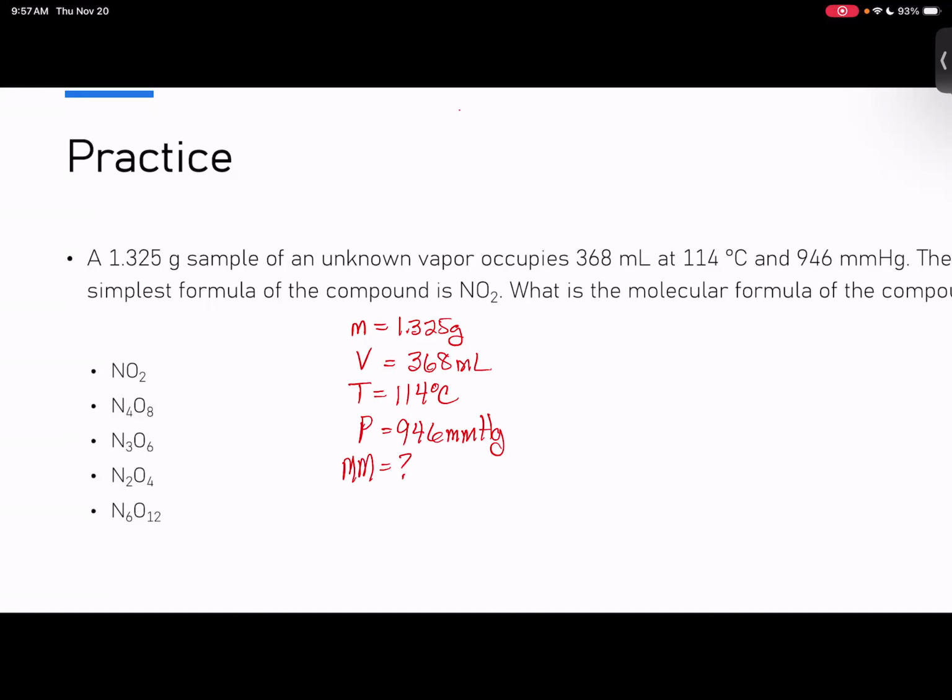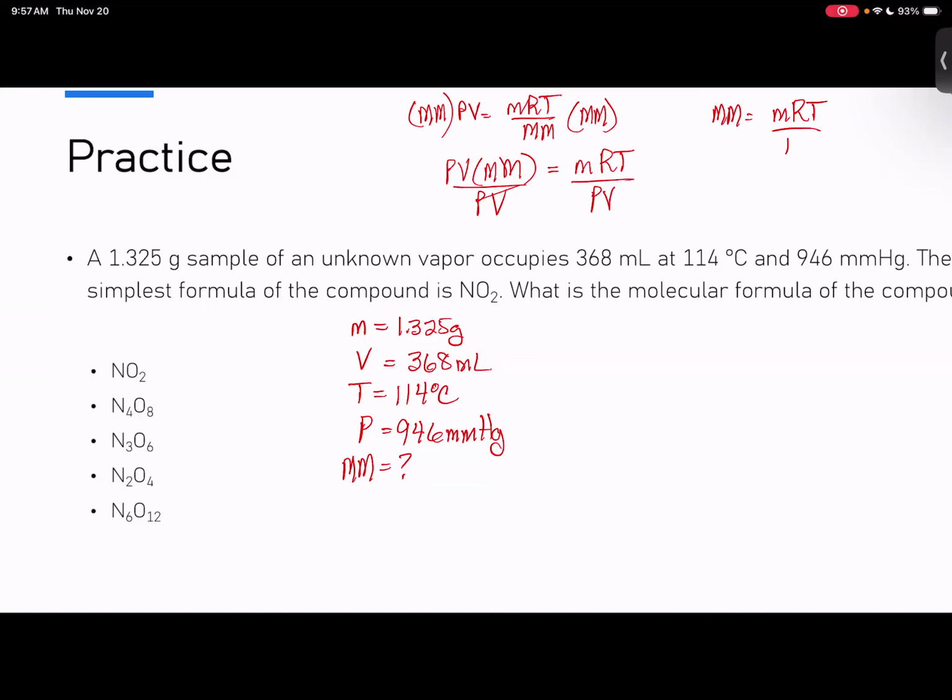So this tells me I'm going to be using PV equals mRT over the molar mass, multiplying both sides through by the molar mass. You get PV times the molar mass is equal to the mass times RT. Dividing both sides through by PV, you get that the molar mass is equal to the mass times RT over PV. We have R involved, folks, and anytime we have R involved, that is dictating what the units must be.